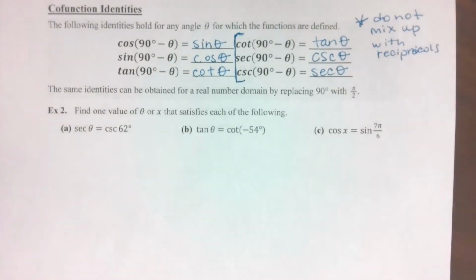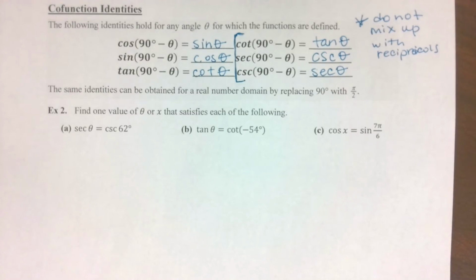The thing about cofunctions, remember, is how they relate: their angle is equal to their cofunction's angle with 90 degrees minus theta. So their two angles added up equals 90 degrees. You can do the same identities in radians. 90 degrees in radians is pi over 2, so it works the same way. Let's talk about how we're going to use these. We want to find a value of theta or x that satisfies each of the following.